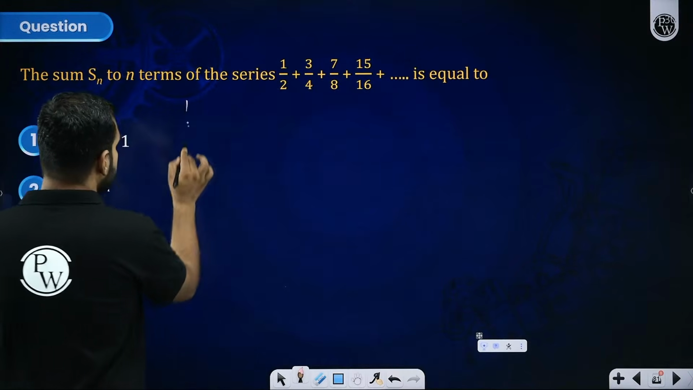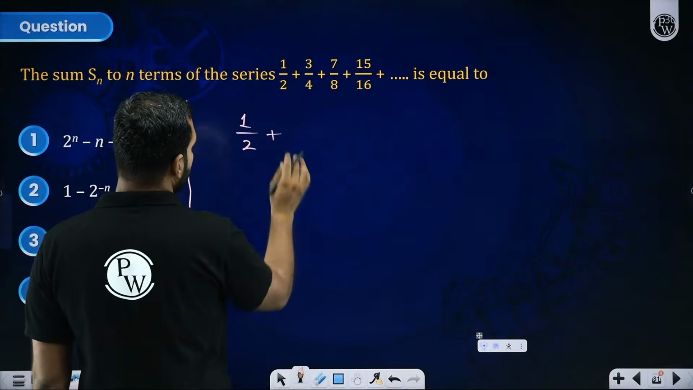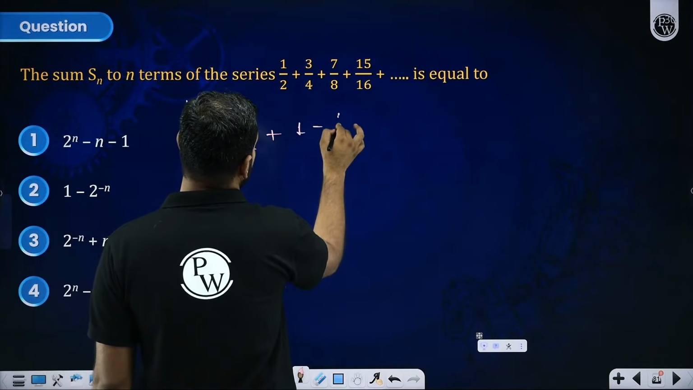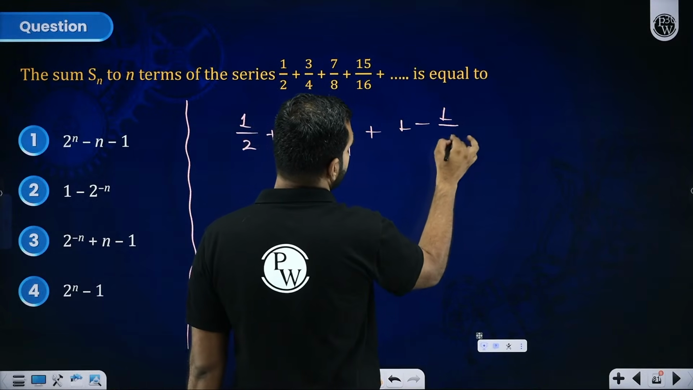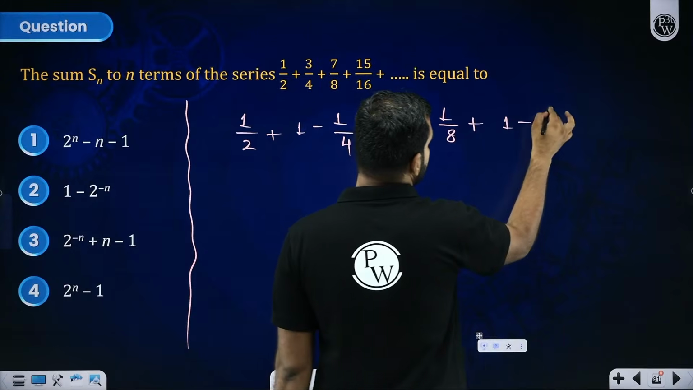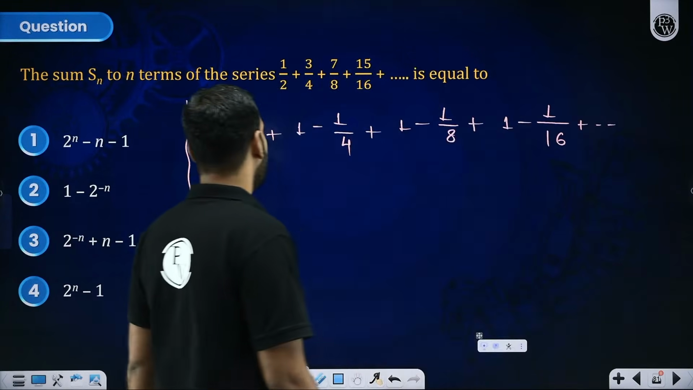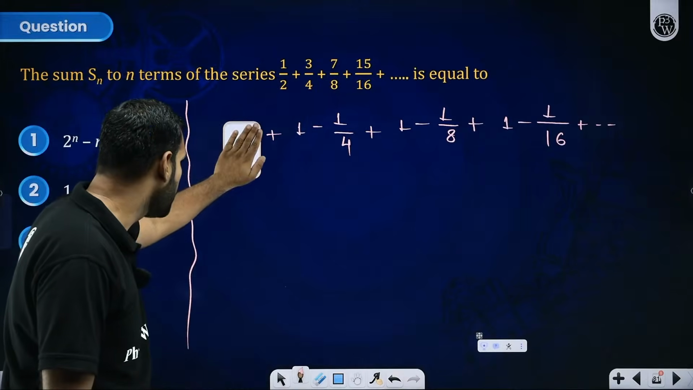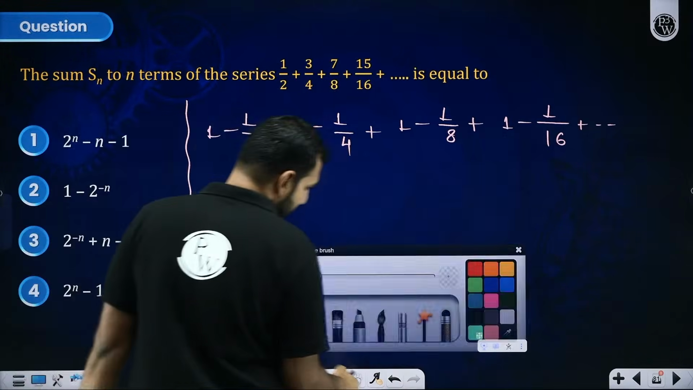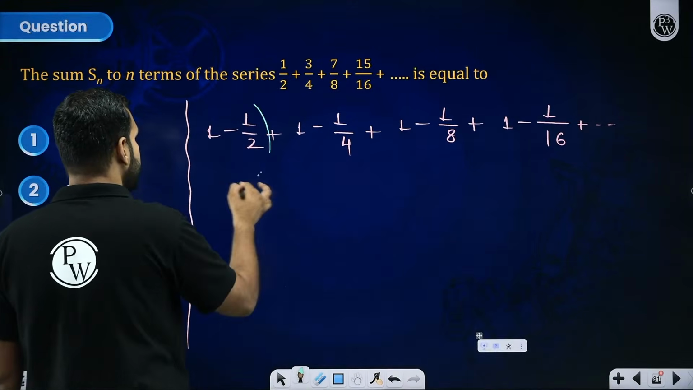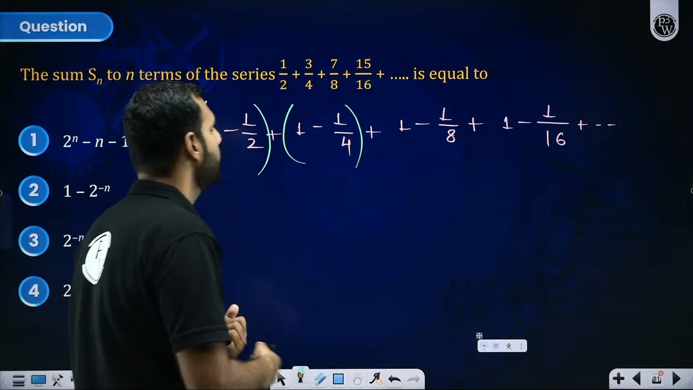1 by 2. Let me just rewrite this question. 1 by 2 is 1 by 2. 3 by 4 can I write as 1 minus 1 by 4. 7 by 8 can I write as 1 minus 1 by 8. 15 by 16 can I write as 1 minus 1 by 16, and so on. I hope no confusion so far. Even if you are confused, 1 by 2 can I write as 1 minus 1 by 2? Sir, why have you done this? Okay, pay attention. 1 by 2 I have written as 1 minus 1 by 2. 3 by 4 I have written as 1 minus 1 by 4.